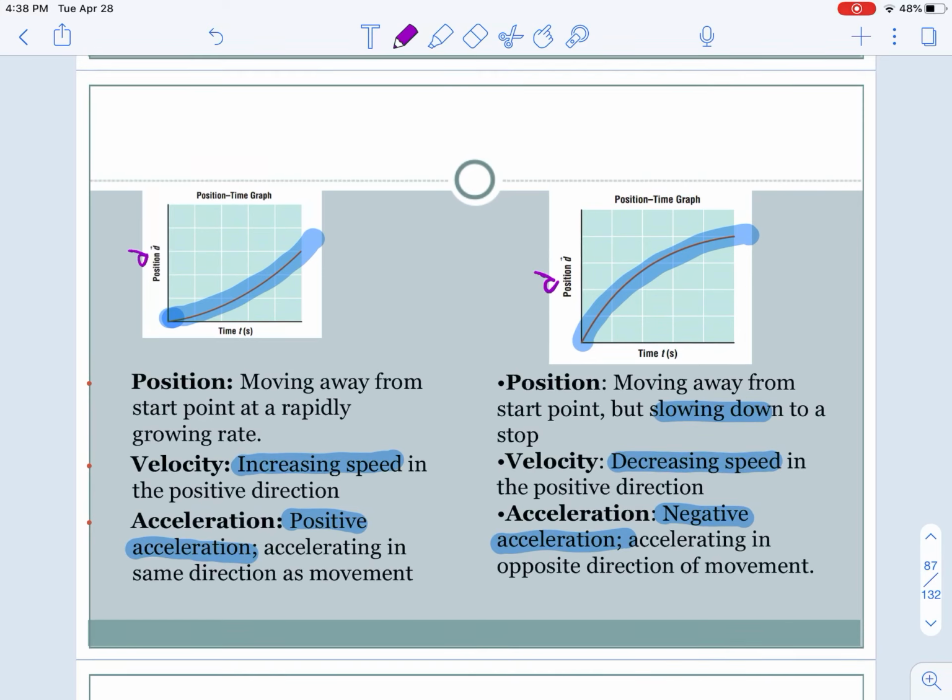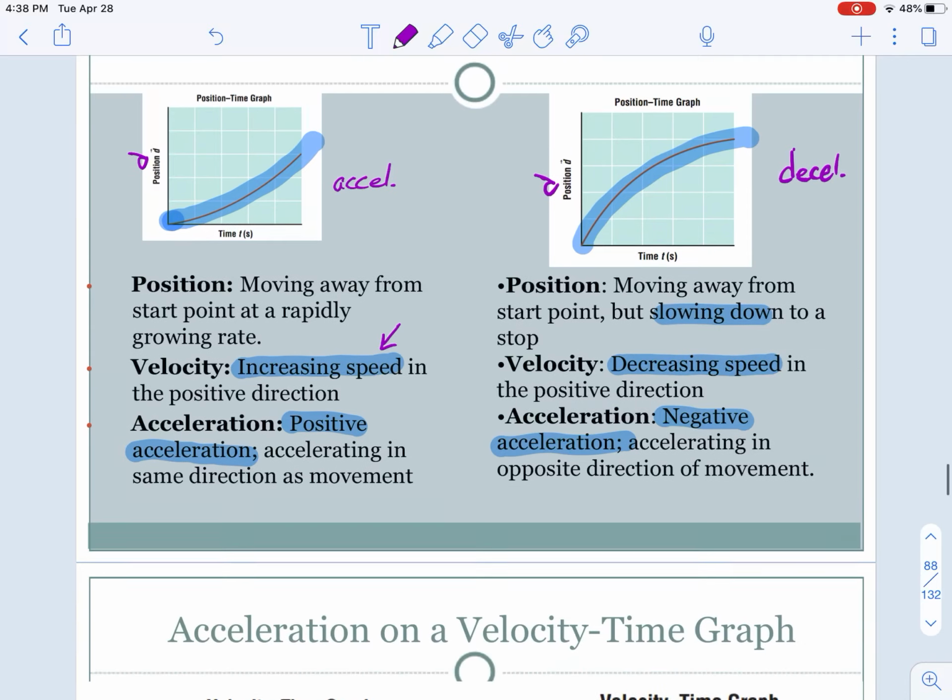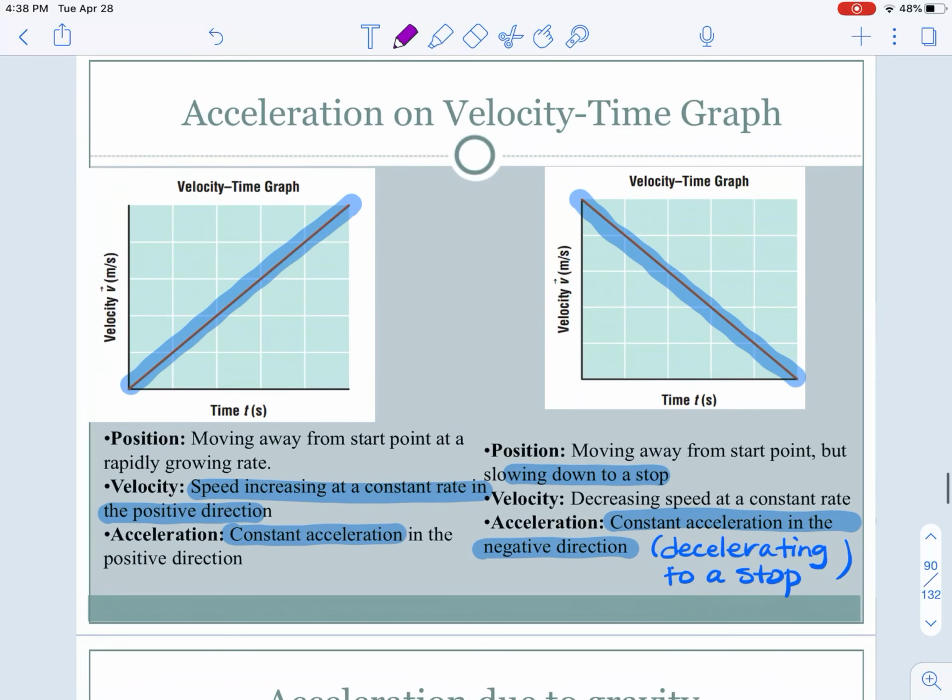Okay. So these examples are showing you to be careful of what the side of your graph is showing you. These are showing you the distance over time. This guy is quickly curving up, so it's going faster, and that's positive acceleration, whereas this one the curve is going the other way, so it is slowing down. So this guy is accelerating, and this guy is decelerating or slowing down.